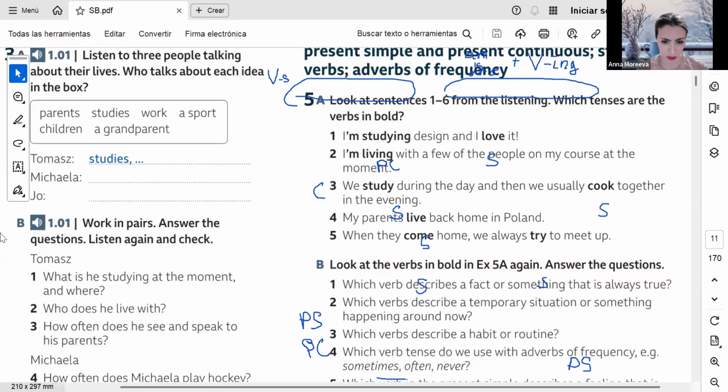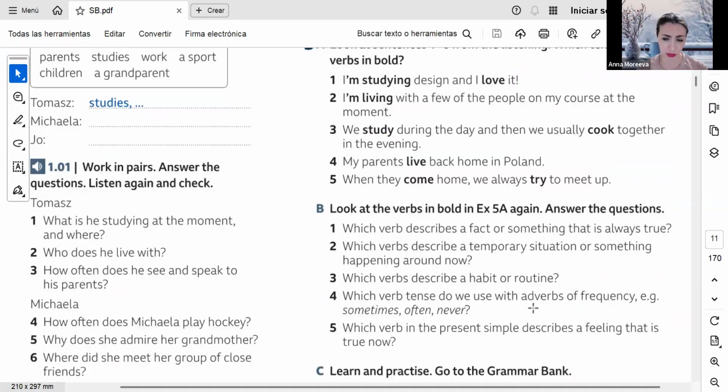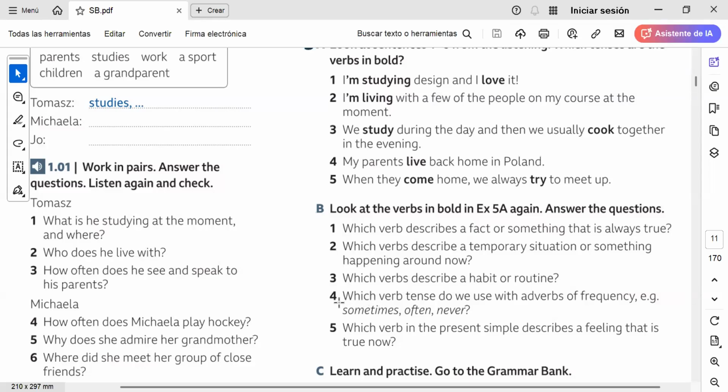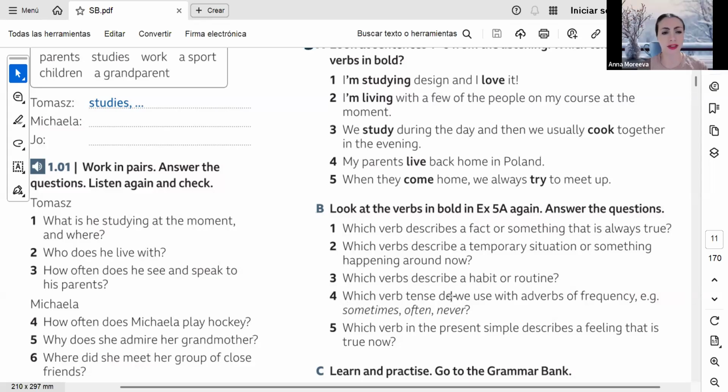The next one, number 4. Which verb tense do we use with adverbs of frequency? Sometimes, often, never. So do we use present simple or present continuous here? Simple? Simple. Present simple, yeah, because it's the same. Sometimes it means it is repeated. It's a routine. Sometimes I go to the cinema. I often call my parents. I never wake up at 5 a.m. So it's a habit or routine.